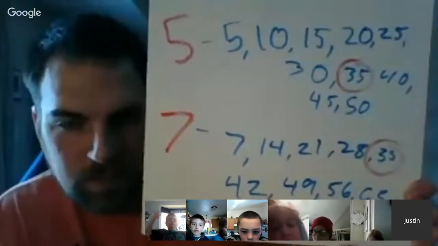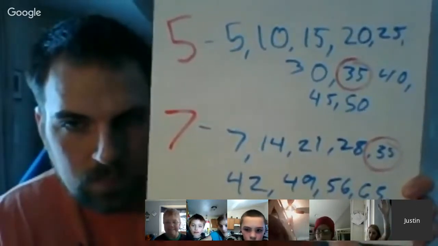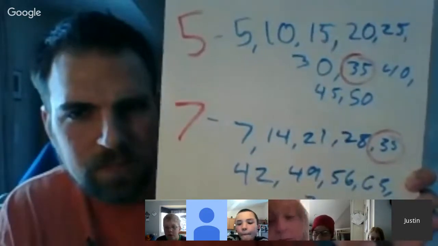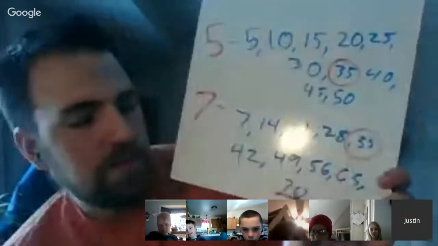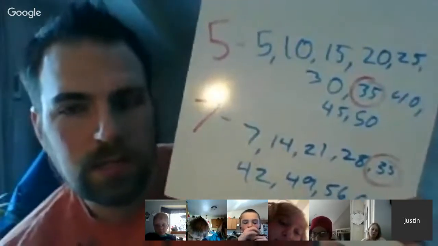Sydney? Is she frozen for anybody else? I couldn't hear you there, Sydney. Can you say whatever you said again? Because you can keep on adding on. Right. Because 70 ends in a 0, and 5 goes into everything that ends in 5 and 0. So, what is the least common multiple?